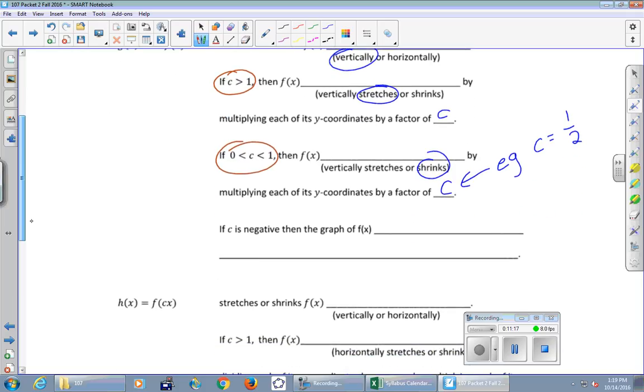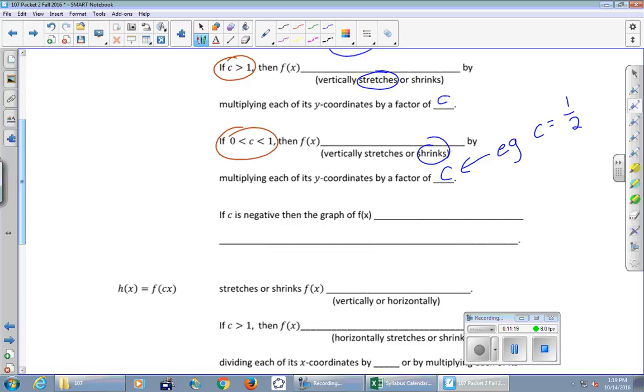Okay. If C is negative, then the graph of f of x is what? What do we do? Putting a negative in the front, what does it do? The graph is a reflection over what line? Over the x-axis. That's good. Make all the y values the opposite sign. You're flipping over the x-axis.